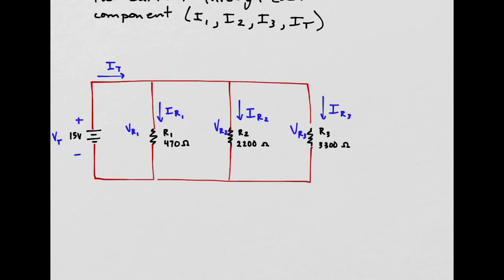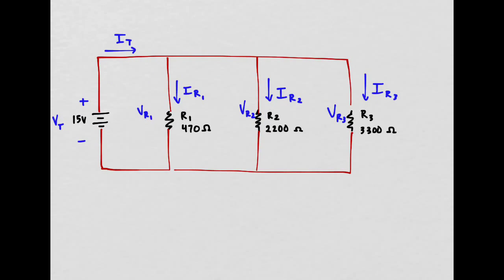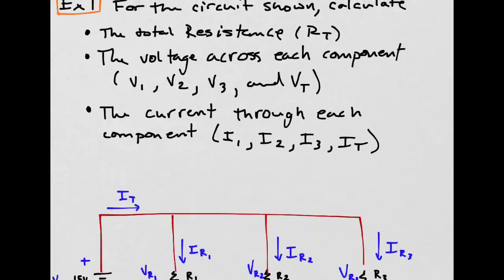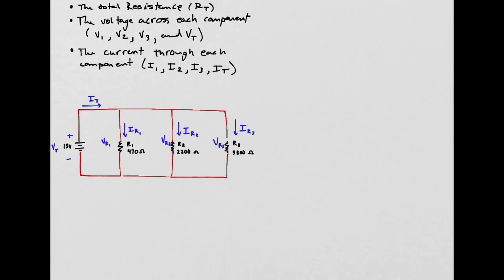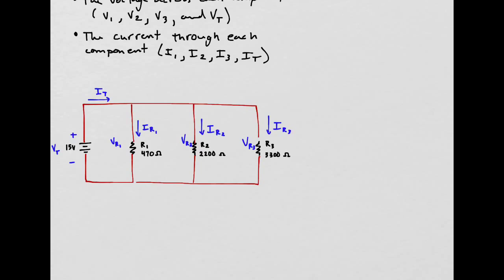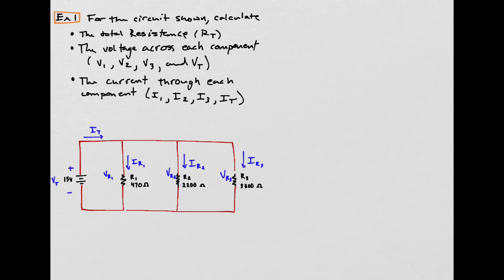So, there's the circuit. You should pause it right now and calculate all of what it was asking and see if you get it right. So pause it and then go. I'm going to start doing it right now. First thing it asks is to find the total resistance.